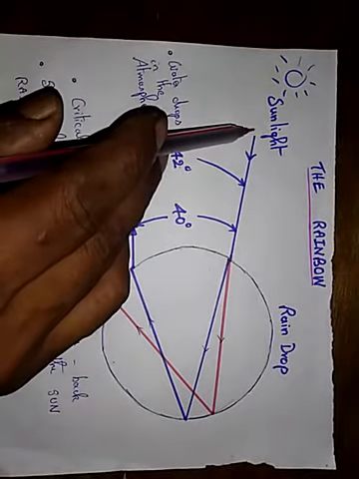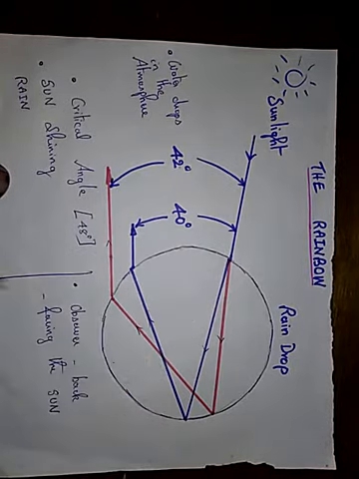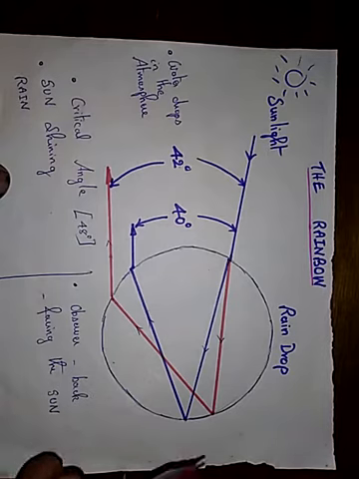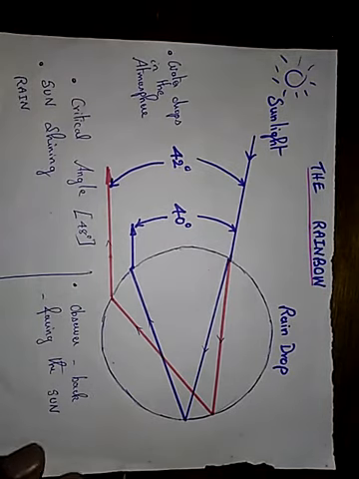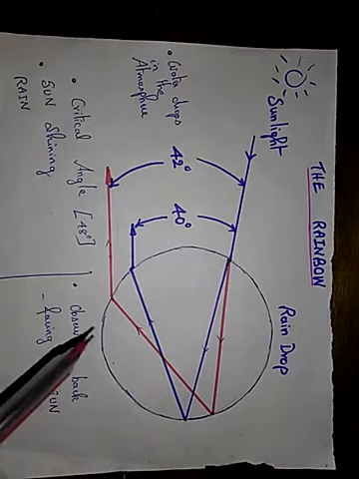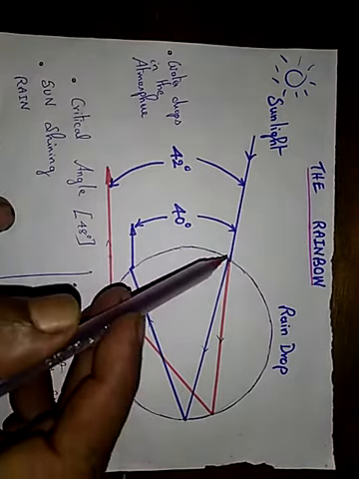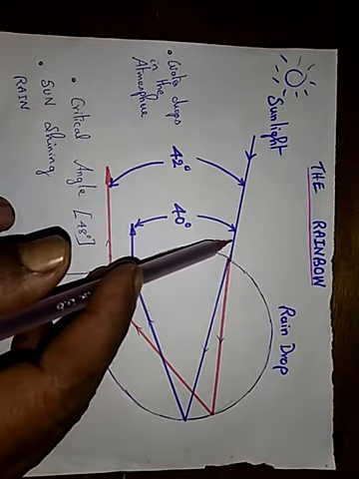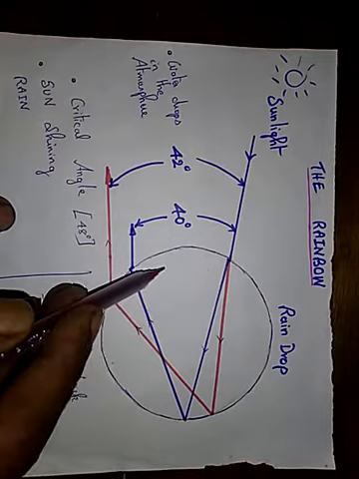So the sunlight is directed towards the raindrop. You all know that when it rains, the atmosphere is covered with raindrops, small raindrops. So the sunlight is passing through the raindrop. So now we have to see what happens.